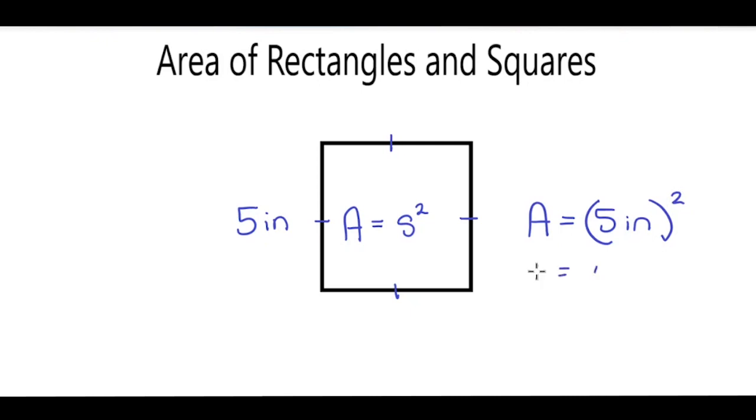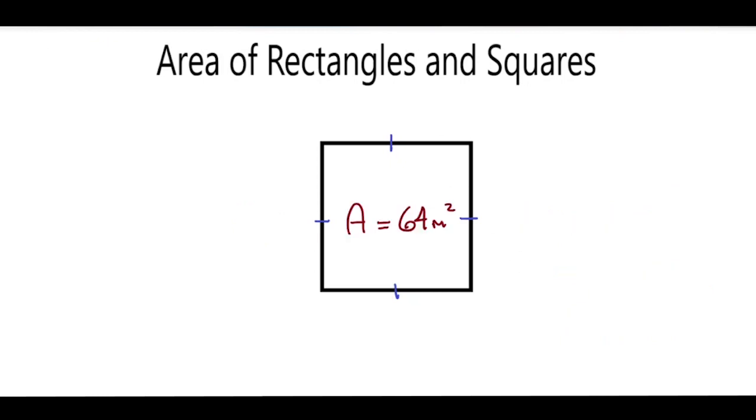So that means it's 5 inches times 5 inches. 5 times 5 is 25, and inches times inches is inches squared. So the area of this square is 25 inches squared.